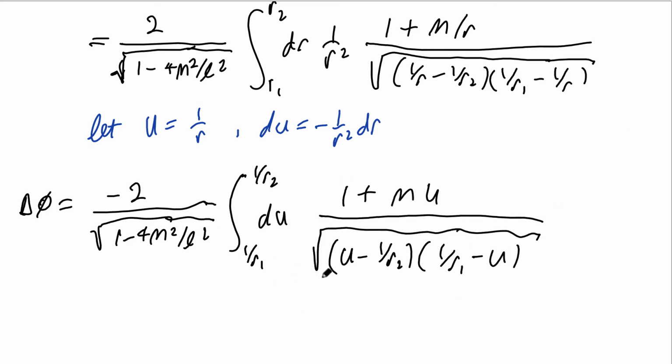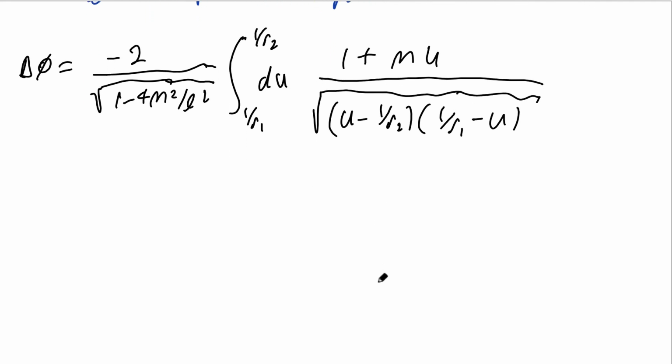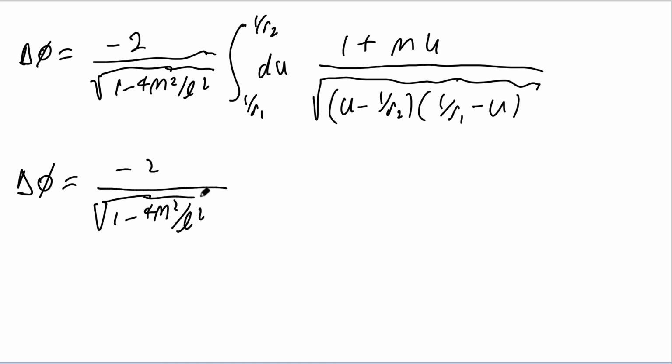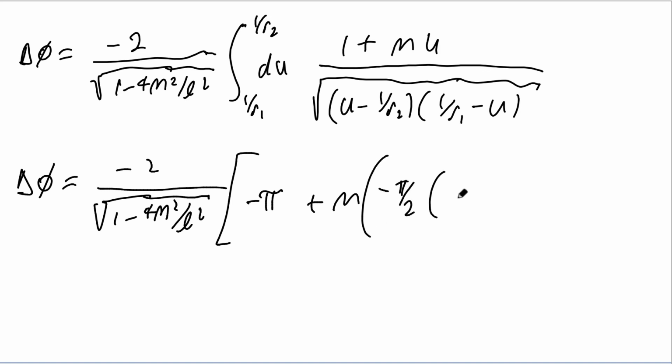Now this integral can be done analytically. You can look up the result. We have delta phi equals minus 2 divided by the square root of 1 minus 4m squared over L squared. And the result of this integral, if we just take 1 divided by this square root term, the answer is minus pi. And then plus m times the integral of u divided by this square root term. And that's equal to minus pi over 2 times 1 over r2 plus 1 over r1.